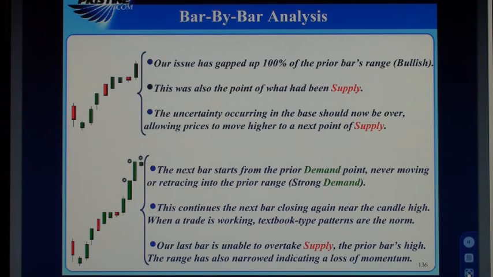Our last bar is unable to overtake supply, the prior bar's high. The range is also narrowed, indicating a loss of momentum. Odds are that now we're going to get another consolidation or possibly even a break of a prior bar's low.